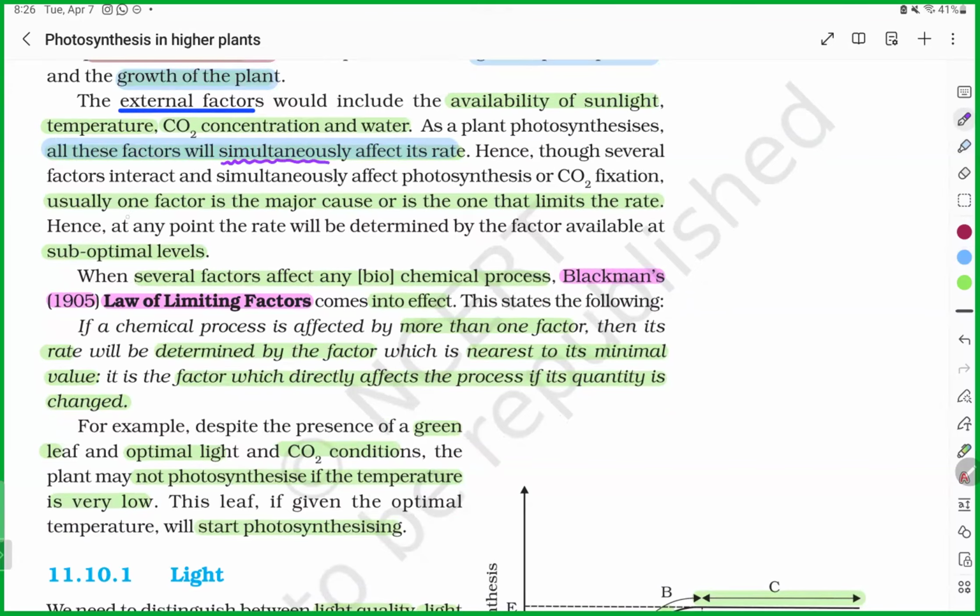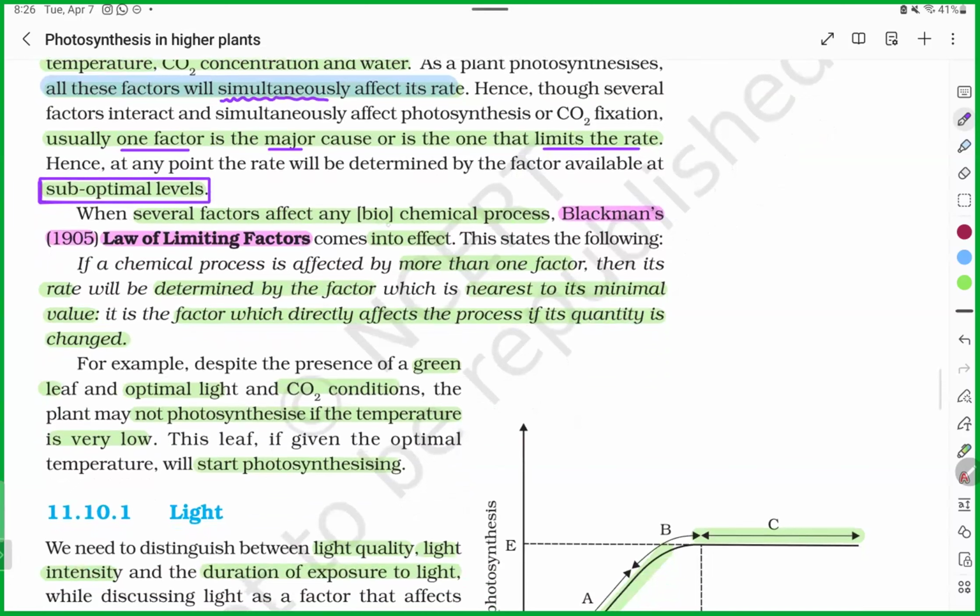Okay, sure. So most of the time, one factor is the major factor that affects the rate or speed. Hence, at any point it determines which level is suboptimal. Suboptimal means less than what is required. Whatever is required, less than that is the suboptimum level. So there are multiple factors that affect the process, and Blackman gave this law in 1905. Blackman gave the law of limiting factor.